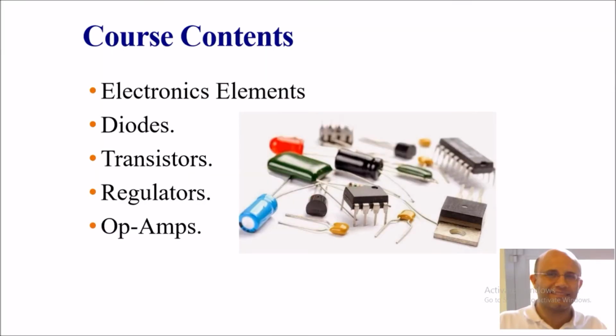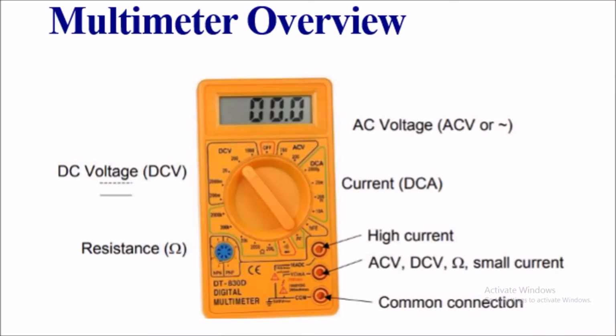Continuing the electronics course. Speaking now about the multimeter and how to use it. We can use it to measure DC voltage, resistance, AC voltage, current, DC ampere, high current, AC voltage, DC voltage, ohm, small current, and there is a common connection here.